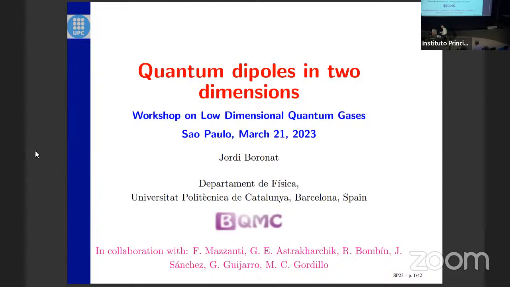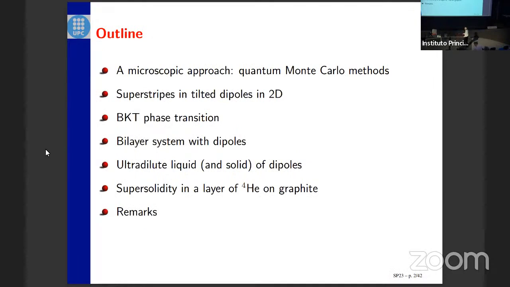Okay. So the outline of my talk will be the following. My approach is a microscopic approach to the problem. Our method is based on these quantum Monte Carlo methods, which are ab initio in the sense that we start directly from the Hamiltonian of the system and we solve the many-body problem in principle in an exact way. I will comment about that.